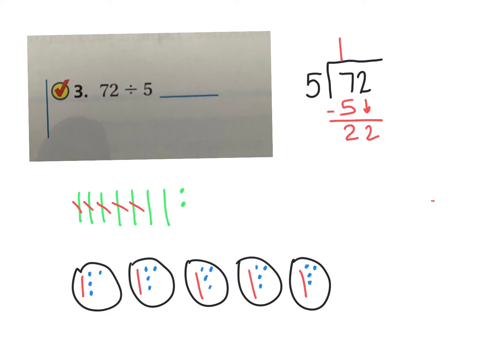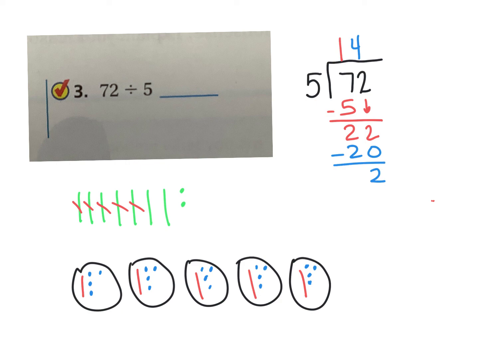So the best I could do, keeping it fair, is give each of them 4. 4, 8, 12, 16, 20. 4, 5 times over. 4 times 5 is 20. And I still had 2 left over that I can't pass out and still be fair.